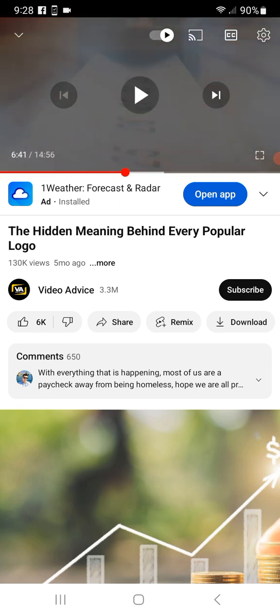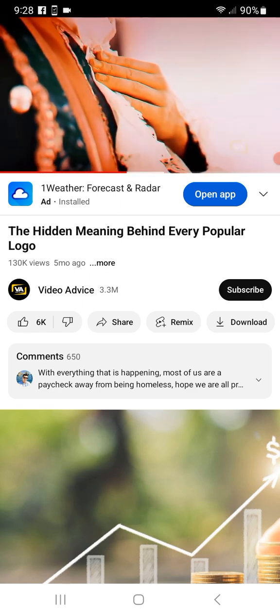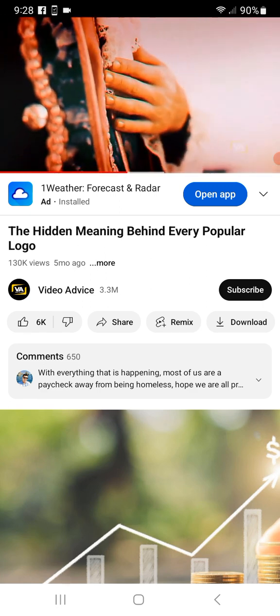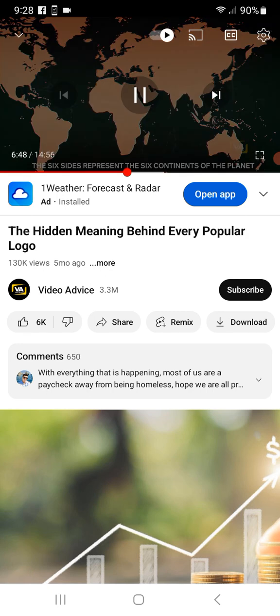Okay, let's go back to this for 1 second, because he's going to talk about the ruler, and then he's going to show the monarch and the ruler.